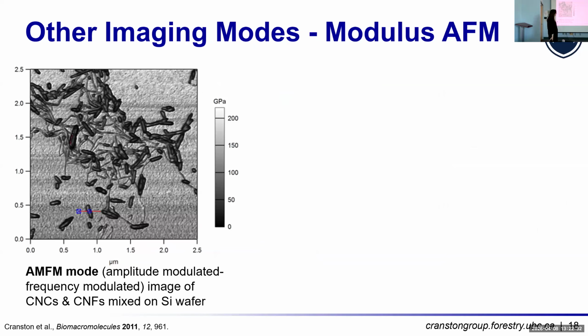I wanted to show just one other imaging mode before I jump into forces, and that is modulus mapping. And so again, poking at the surface, we can tell the stiffness. So we can derive a Young's modulus. And in this case, we actually mix the two kinds of cellulose nanocrystals, those are the big dark ones, and then intertwined all through there is some cellulose nanofibrils that are tangled up. And so in the same image, we could come up with the Young's modulus of cellulose nanocrystals and cellulose nanofibrils, and that's using AM-FM imaging. So just one image, modulus of the two different particles.